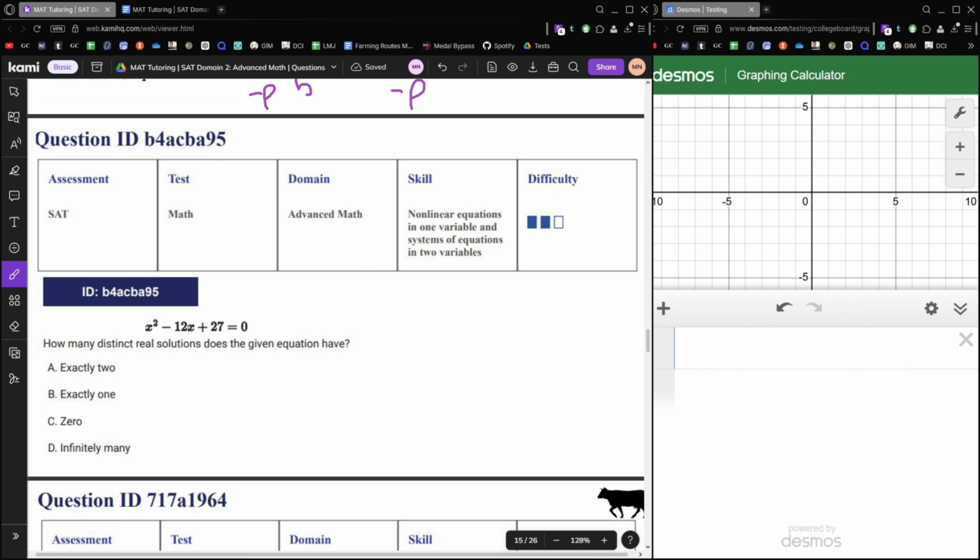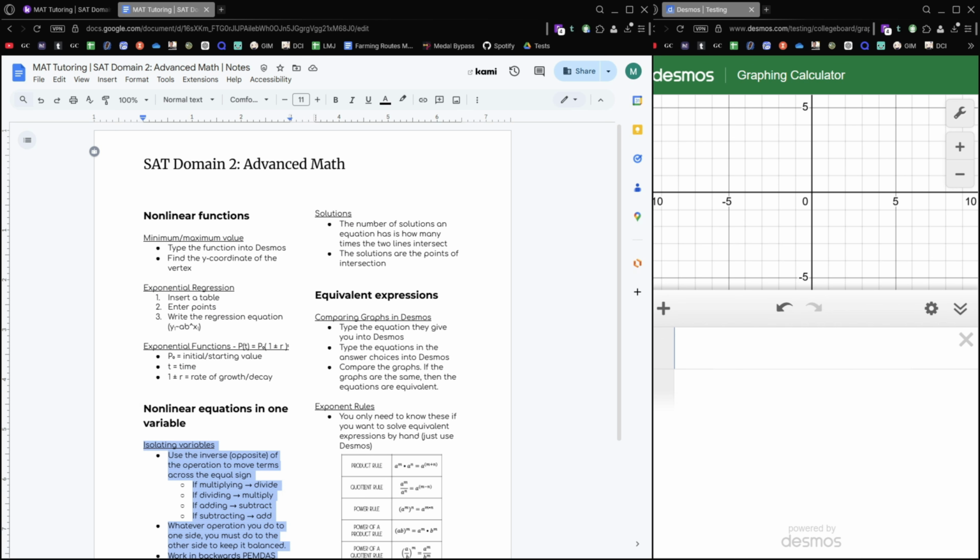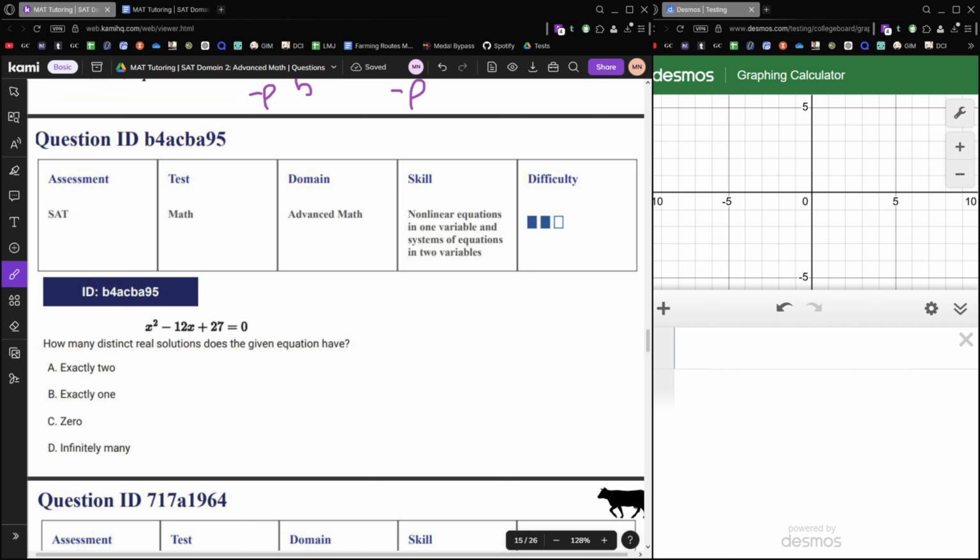Slide number 15. Here they give us this equation of a parabola, or a quadratic equation, and they ask us how many solutions does it have. Let's go ahead and take a quick look at the notes, and you see right here, solutions, it's how many times the two lines intersect. So here, we technically do have two lines, it would be our parabola on one side, and then just y equals 0 on the right, which is the same as the x-axis. So let's go ahead and just plug this in.